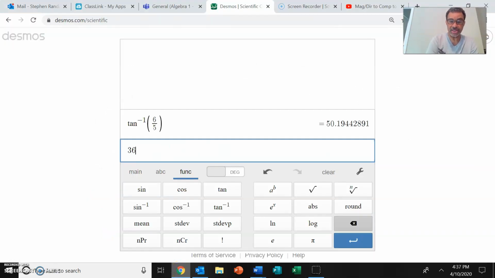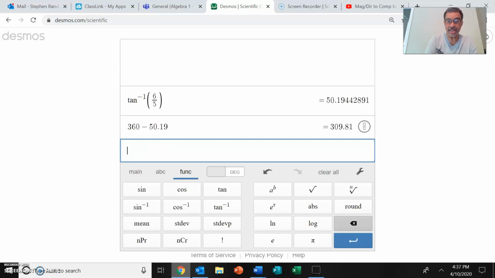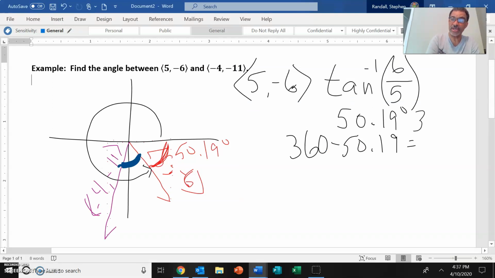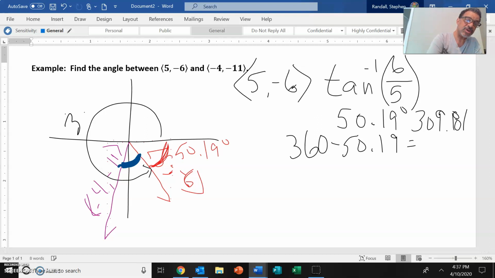360 minus 50.19 is 309.81 degrees. So this direction is 309.81. That's this, 309.81. Okay, then we find the direction of the second one.